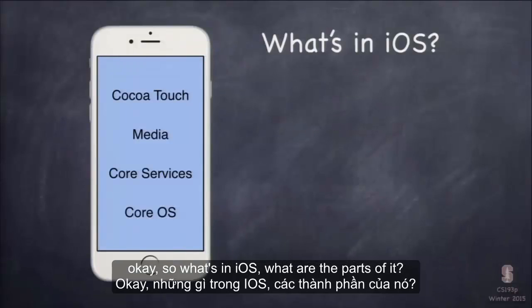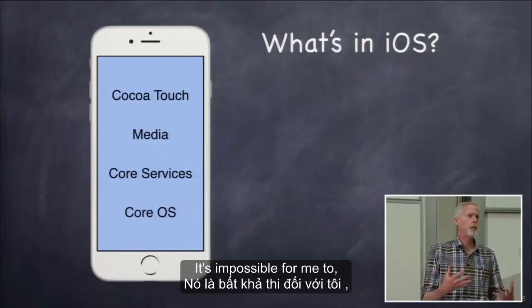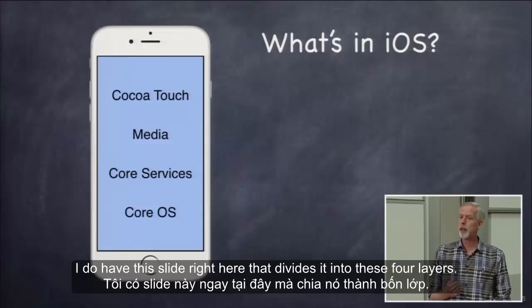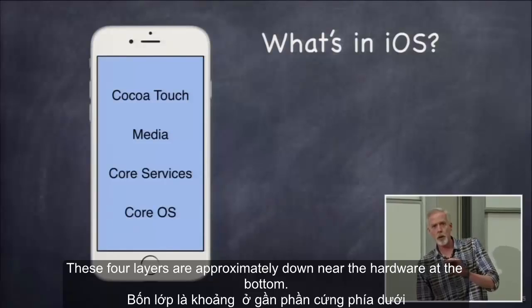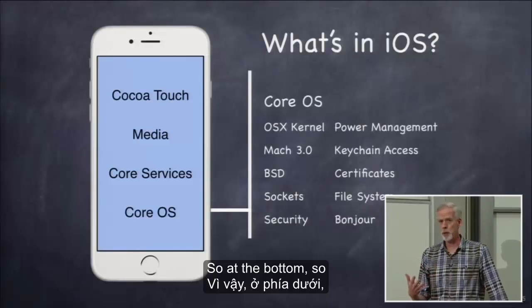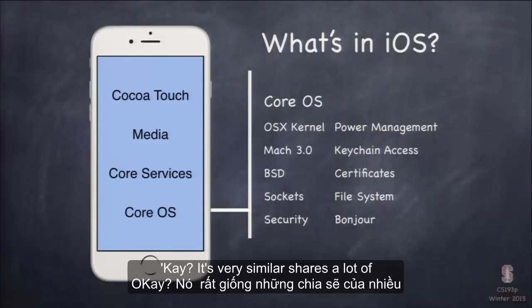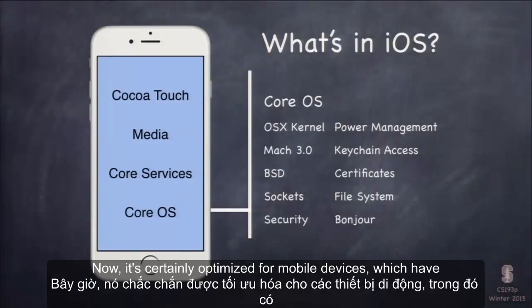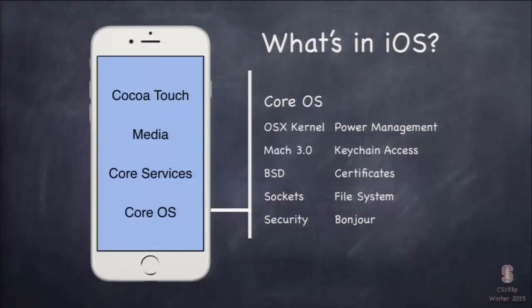Okay, so what's in iOS? What are the parts of it? It's such a big system. It's got so much in it. It's impossible for me to encapsulate it in a small little summary. But I do have this slide right here that divides it into these 4 layers. These 4 layers are approximately down near the hardware at the bottom, up near the user at the top. Okay, so at the bottom, a lot of people don't realize that iOS is basically a Unix-based operating system. Okay, it's very similar, shares a lot of the core of Mac OS X. Now it's certainly optimized for mobile devices, which have battery restrictions and things like that. But that is basically what it is.